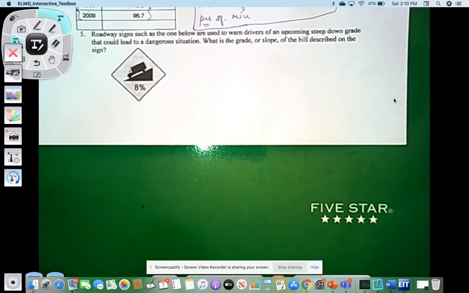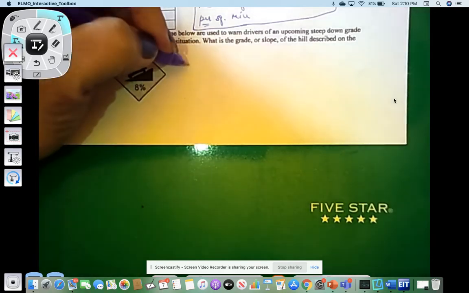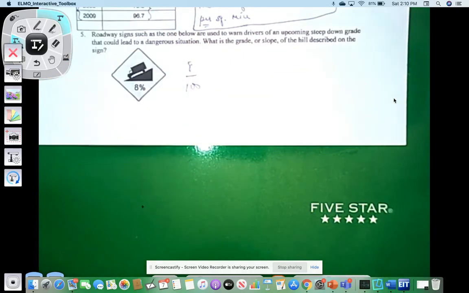So rise over run, even though the truck is going down, we don't know. It depends on which way you're driving. You could be driving up that hill just as well as down that hill, so we're going to go with a positive. So I'm going to make 8% into a fraction.